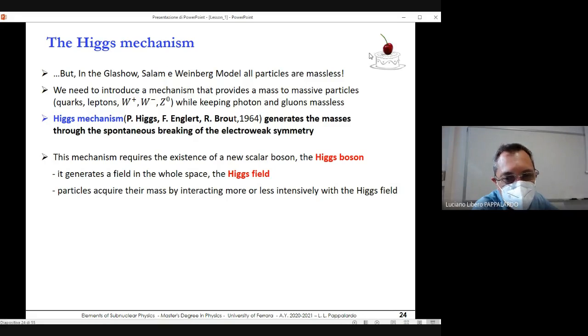So the mechanism requires the existence of a new scalar boson. Scalar means spin equals 0. It is called the Higgs boson, as you know. It generates a field in the whole space, in the whole universe, and we call this the Higgs field. And particles acquire their mass by interacting more or less intensively with the Higgs field. So the more intense the interaction of the particle with the Higgs field, the higher the mass that the particle acquires. So in other words, the top quark, which is the heaviest, is the one that interacts most strongly with the Higgs field. The electron is a very light particle, it has only a very weak interaction, etc.